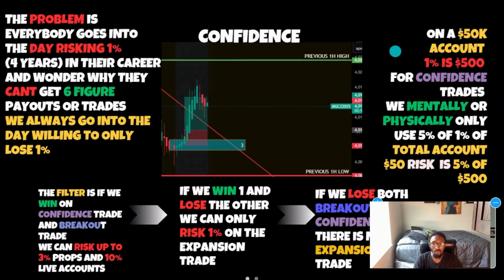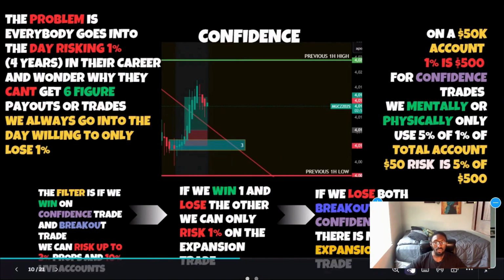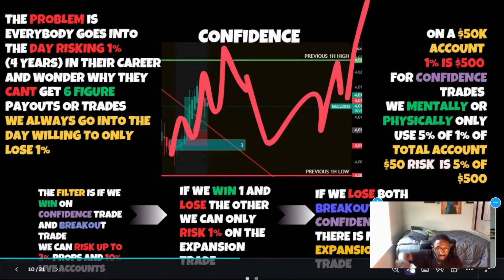On the 50K account, 1% is 500 for confidence trades. We mentally or physically only use 5% of 1% of the total account. $50 risk is 5% of $500, because confidence is just a test to see, can we expand off of this time frame, right? Because when we get into our expansion, we'll jump to the 3-minute. And if we see that on the 3-minute, the 3-minute is giving us double ups, and that means, boom, we can drop down to the 3-minute and we can step away.